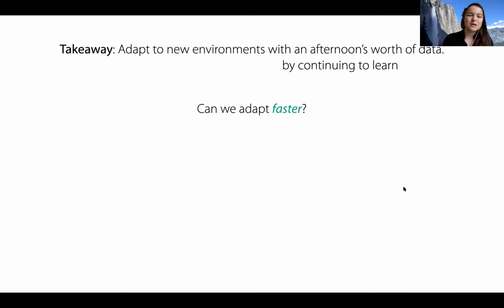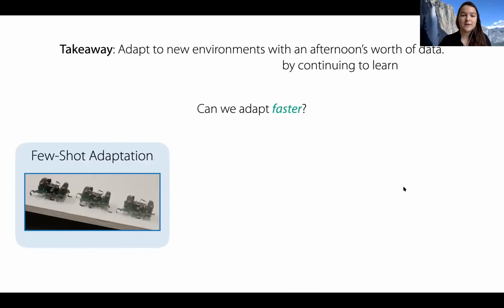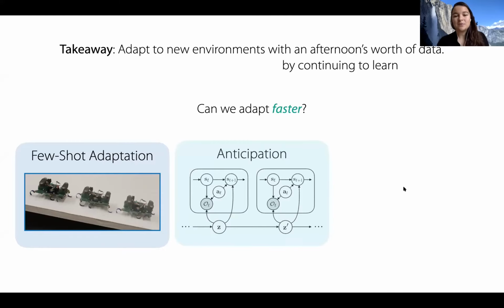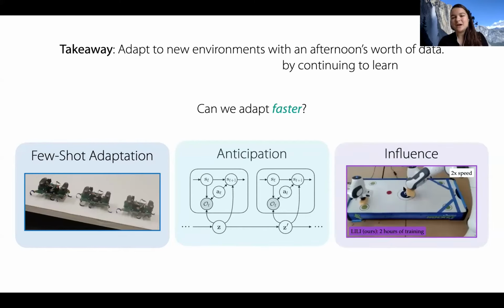And so Annie and I will be talking about 3 different approaches that allow us to adapt much faster than that. First, we'll be talking about how we can use meta-learning to adapt in just a few time steps, in actually less than a second. Then Annie will be talking about how we can anticipate how the environment might change to adapt in advance of the change. And then finally, Annie will be talking about how we can influence how our environment changes to do even better.